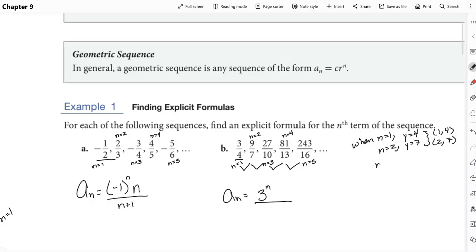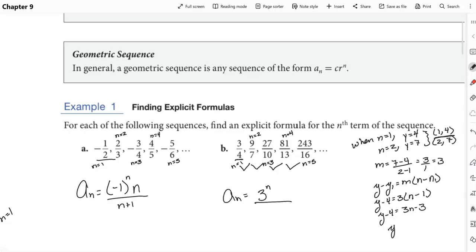We could find the slope, since we identified that it's linear. Slope is y2 minus y1 over x2 minus x1. And then we can use y minus y1 equals slope times x minus x1, where I'm using n's for x's. So we have y minus 4 equals the slope of 3 times n minus 1, using that first point there. So we have 3n minus 3, so y equals 3n plus 1.